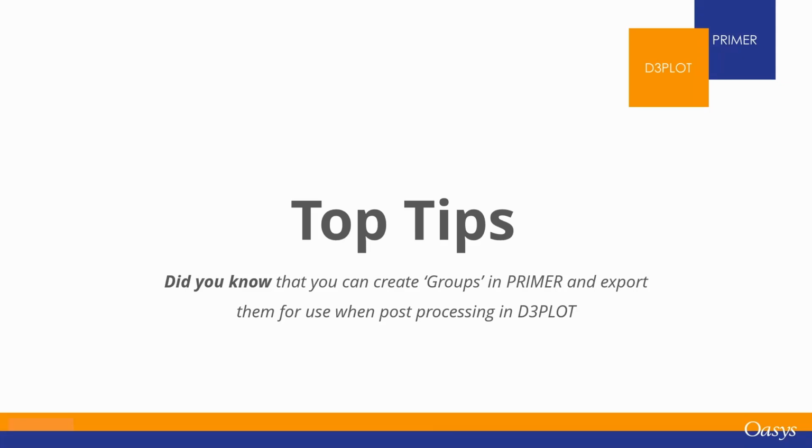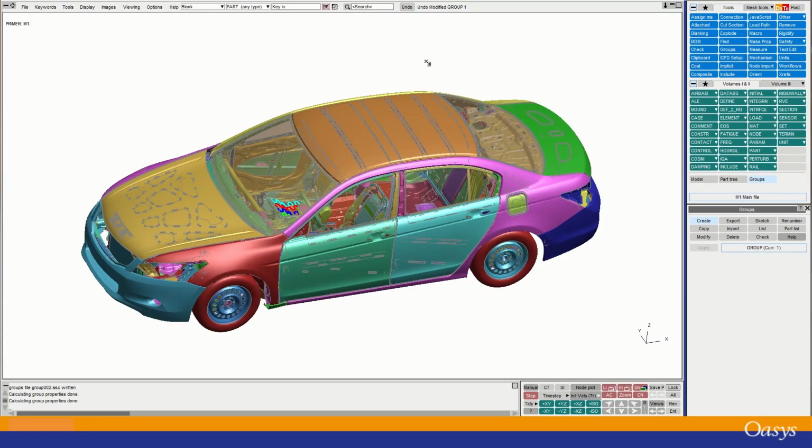Did you know that you can create groups in Primer and export them for use when post-processing in D3PLOT? Today I'm going to show you how you can create groups and what they can be used for within Oasys Primer. I'm then going to show you how these groups can be exported so that you can use them within D3PLOT or THIS to help you organize or group bits of your model for your post-processing.